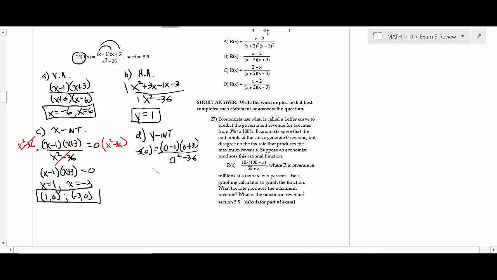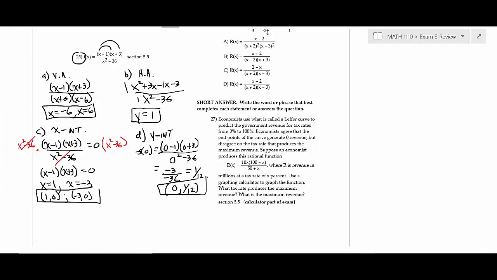If you work out the numerator, you have 3 times negative 1 is negative 3. The denominator is negative 36. And then if you reduce that fraction by 3, you would get 1/12. So you would have a y-intercept of (0, 1/12) like that. So that's standard stuff on a rational function graph, and this is something you want to prepare yourself for: being able to find the asymptotes and the intercepts.